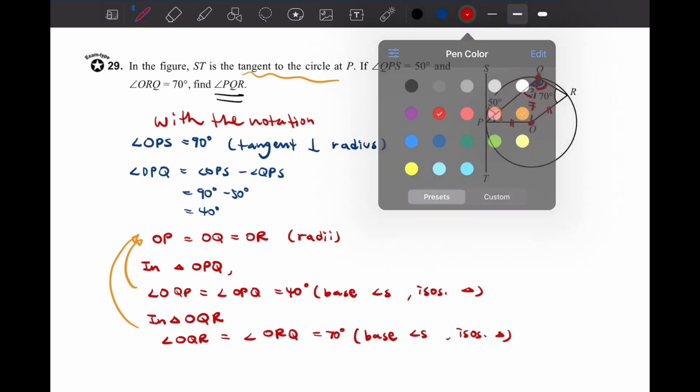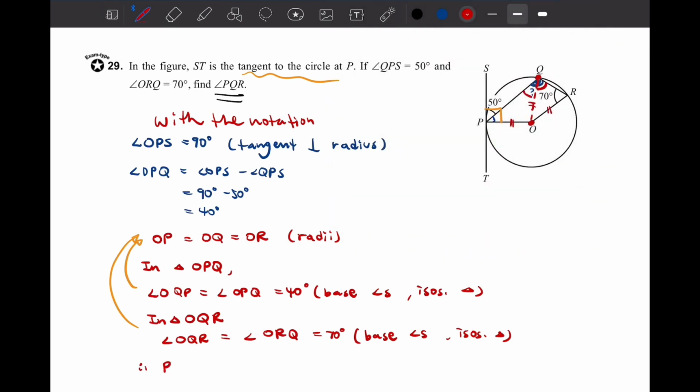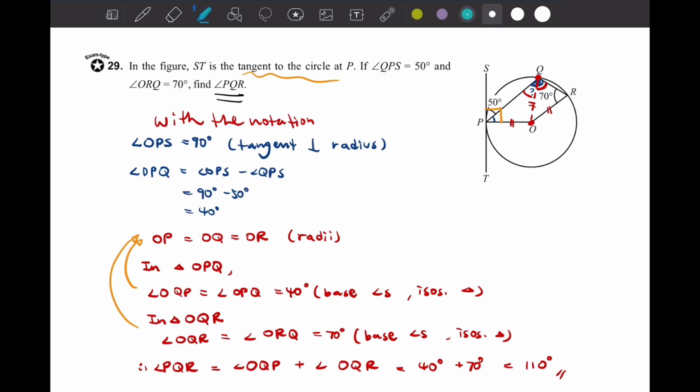Because here, remember your length, you tell me that those lengths are equal already, and therefore angle PQR is equal to angle OQP plus angle OQR, which is 40 degrees plus 70 degrees, and it is 110 degrees. Okay, so this is how you do this type of question. Sometimes you have to draw something on your diagram to help you. And in here, drawing a radius is helping you because you can see I create an isosceles triangle.